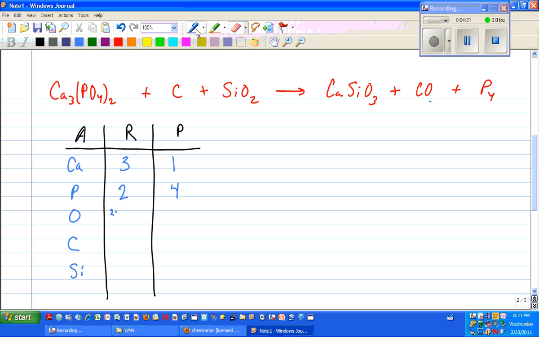2 times 4 gives me 8 phosphorus from the calcium phosphate, but I've got another 2 over there, so plus 2 gives me a grand total of 10 oxygens on the reactant side. On the product side, I've got 3 here, plus another 1 here, so it gives me a grand total of 4 oxygens there.